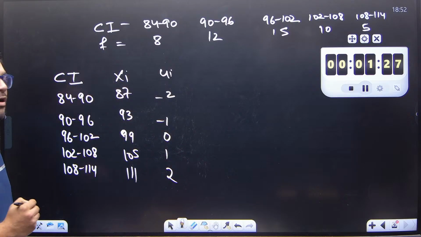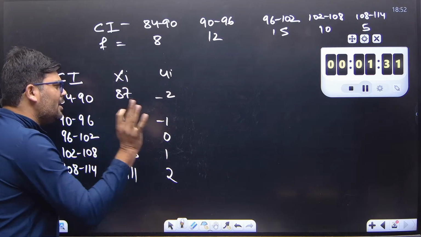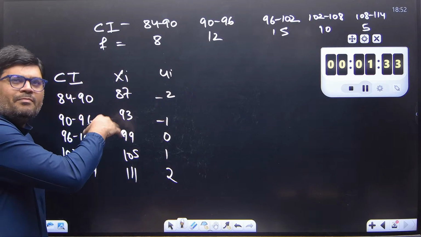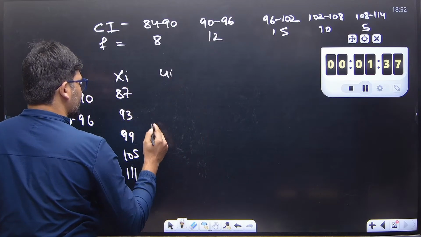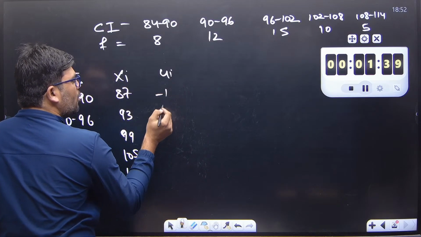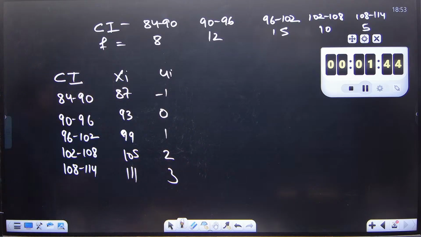Now what if it's even? You can write any number, don't worry, just any middle number. You can write 0 here as well. If it is even, you can write 0 here like this. So above 0 is minus 1, and below 0 is 1, 2 and 3. It's like that.